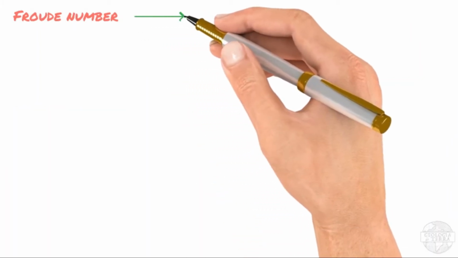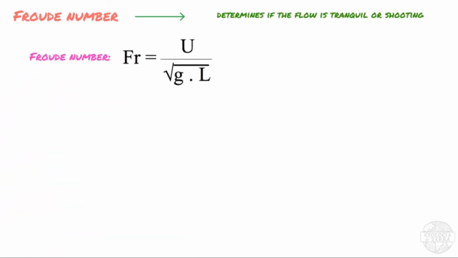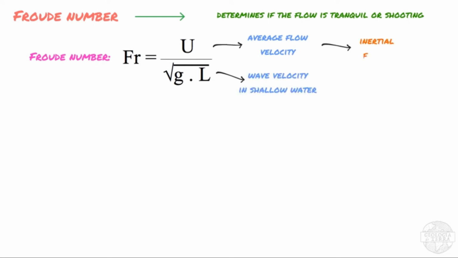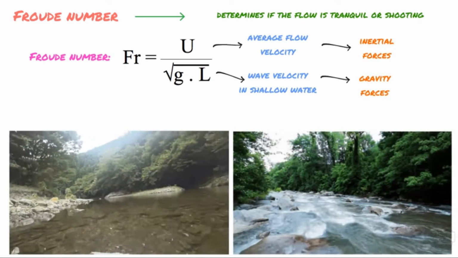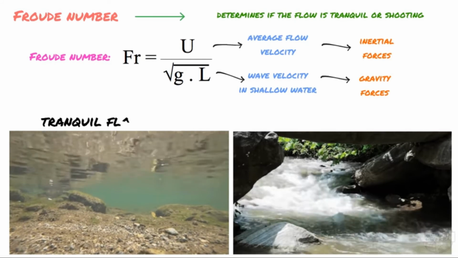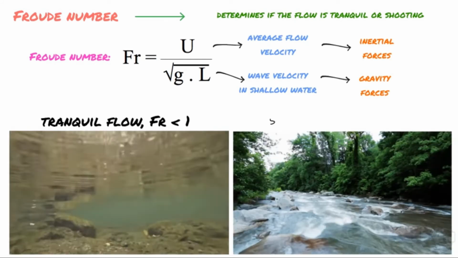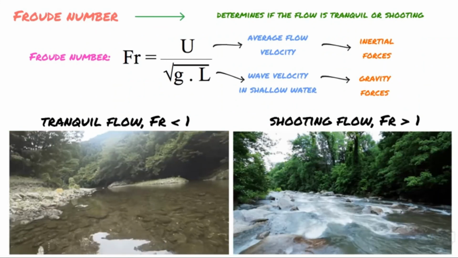The last important parameter for us to know with respect to how fluids transport sediments is the flow number. This number is a dimensionless quantity representing the ratio of the mean velocity of flow to the velocity of the waves in shallow water flow. The flow number can be interpreted as the ratio of the inertial forces to the gravity forces in the flow. In simple terms, it is a parameter that quantifies how gravity influences the way in which a flowing fluid transmits surface waves, which is an indicator of whether the flow will be tranquil or subcritical with flow number lower than 1, or if it's going to be shooting or supercritical with flow number higher than 1.